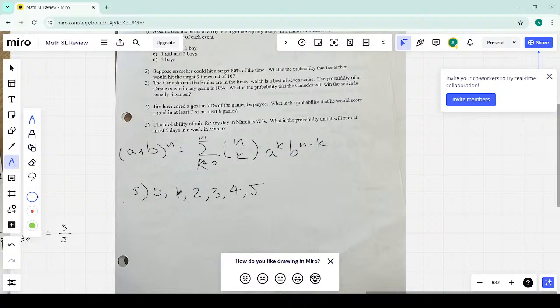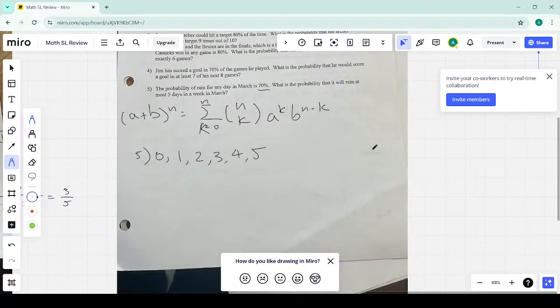So essentially, since they told us that the probability of raining on any day is 70%, this is pretty much a binomial distribution. So you can plug this into your calculator, so that would be binomCDF, since you're summing across 0 to 5. And I'm not quite sure of the order of the inputs, but I'll double check.